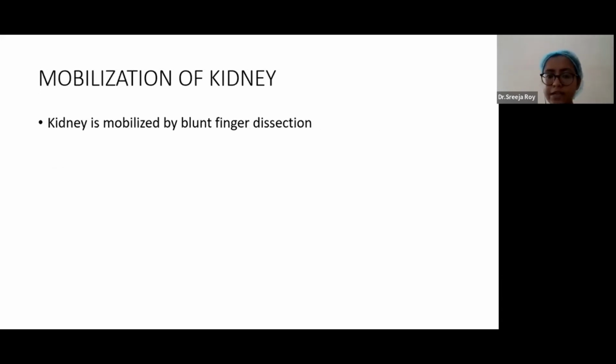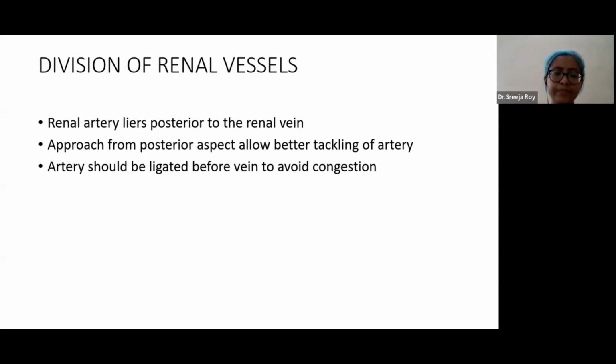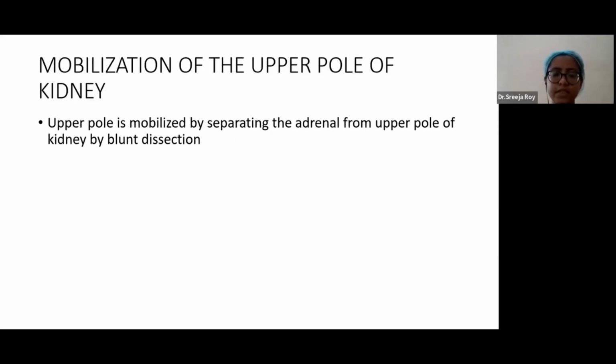Then the kidney is mobilized by blunt finger dissection. The upper ureter is identified, dissected, and divided in between clamps. The cut ends are ligated. Proximal ureter is then followed up to the hilum. The renal artery lies posterior to the renal vein. Approach from the posterior aspect allows better tackling of the artery. The artery should be ligated before the vein to avoid congestion.